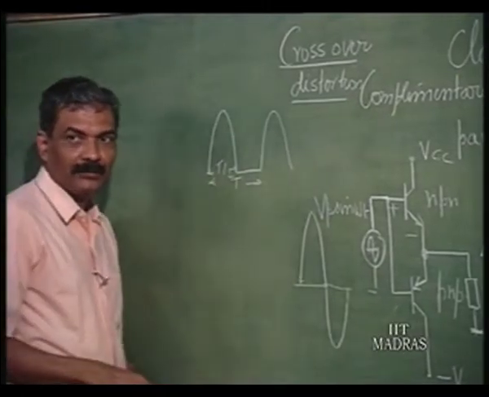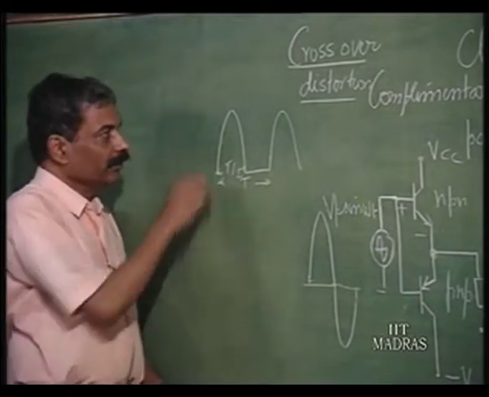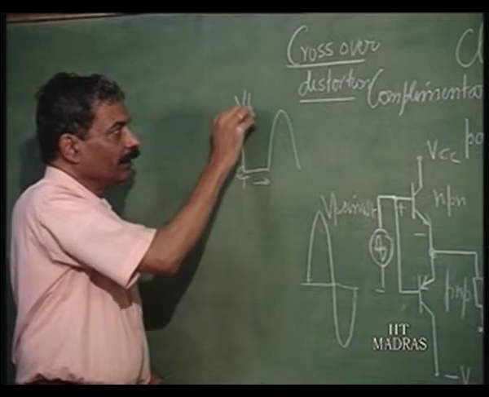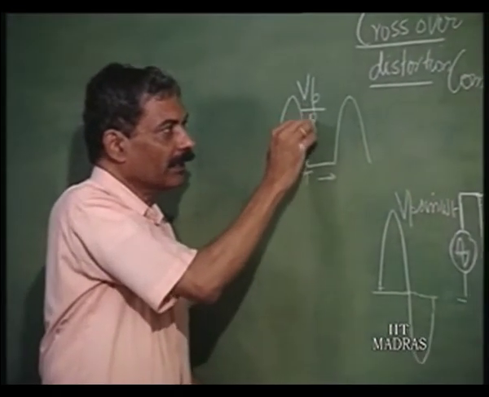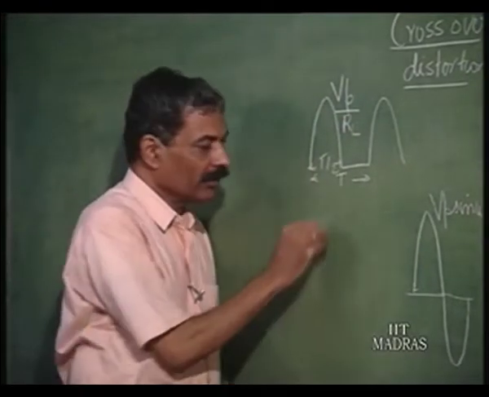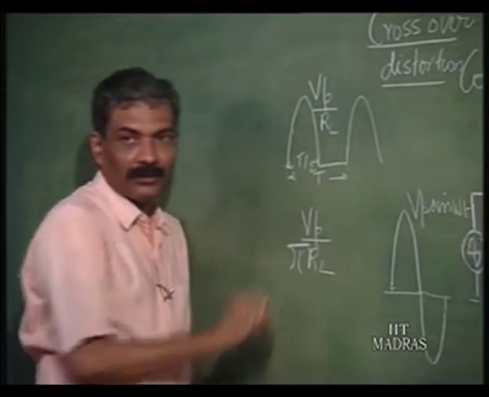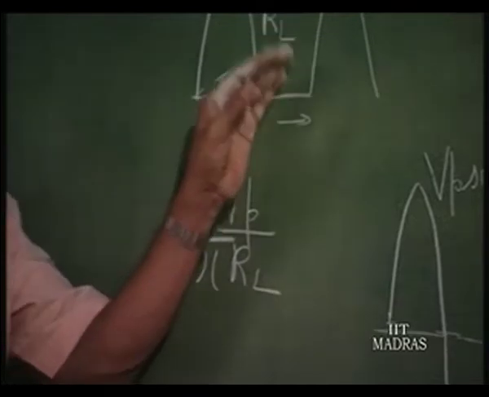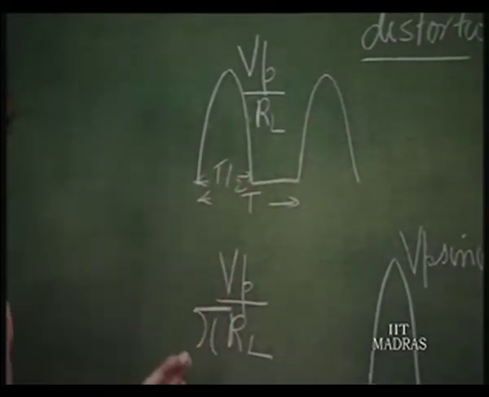Let us consider now what is the average current. If this is V p, the peak current is V p by R L. Average current is going to be V p by R L divided by pi. You know, for a half wave rectified sine wave, the average is V p by pi into R L. This we had discussed long ago in electronics rectifiers.